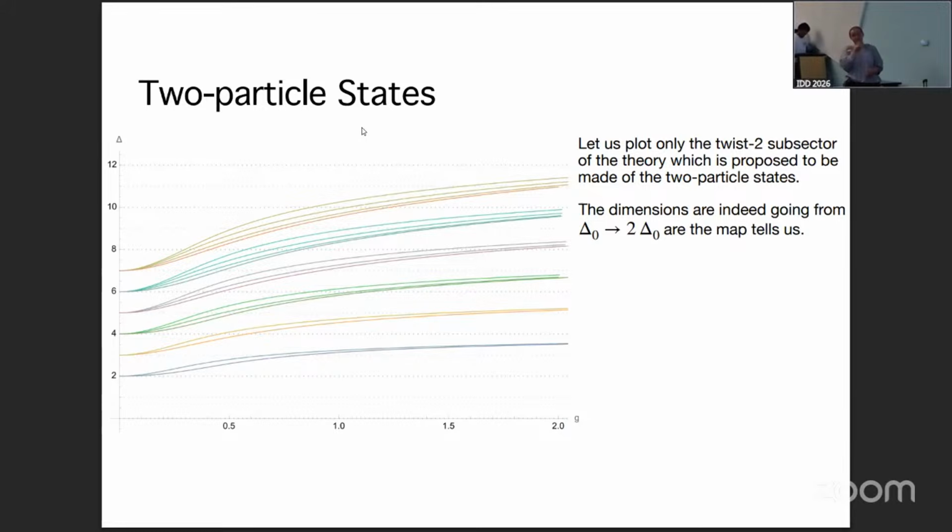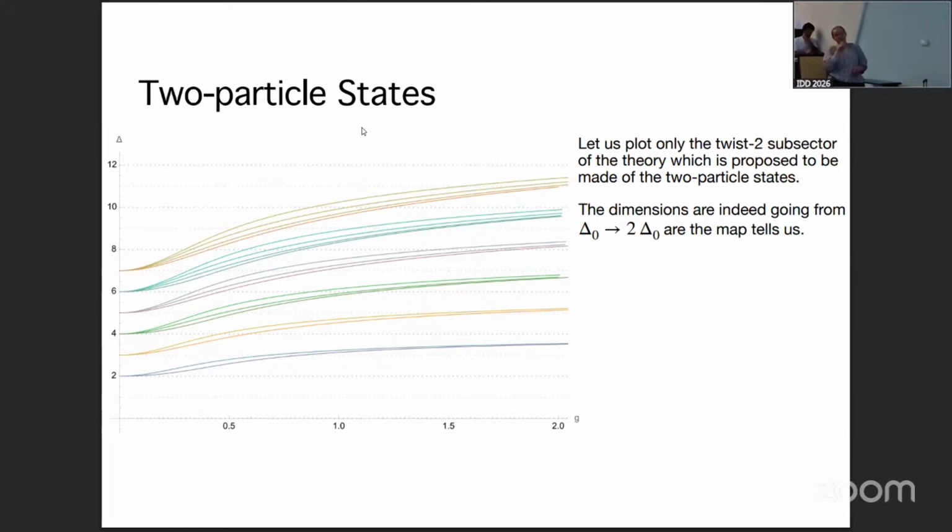Indeed we see that our prediction of dimension is satisfied for the subsector, and we see two features of the plot. One feature of this plot is that we don't see self-crossing. So states flow smoothly from weak to strong coupling.